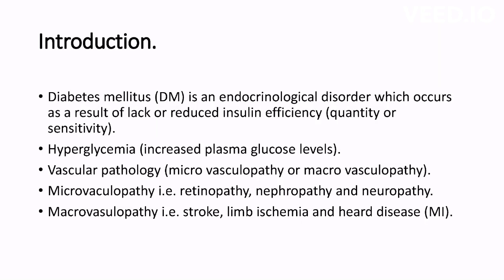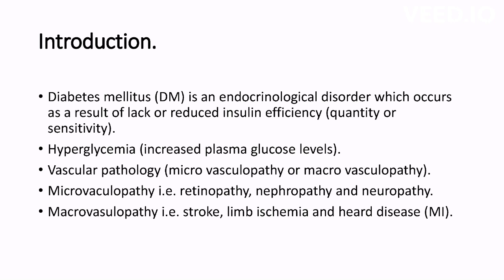On the introduction, diabetes mellitus is an endocrinological disorder which occurs as a result of lack or reduced insulin efficiency. By insulin efficiency, we mean quantity or sensitivity. So the quantity of insulin might be reduced or not present at all, or there might be a reduced sensitivity or no sensitivity of the cell to insulin at all.